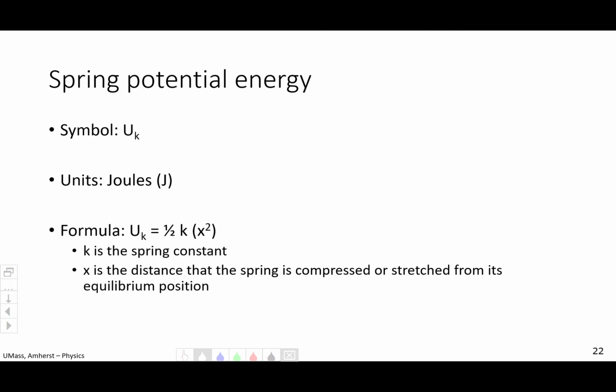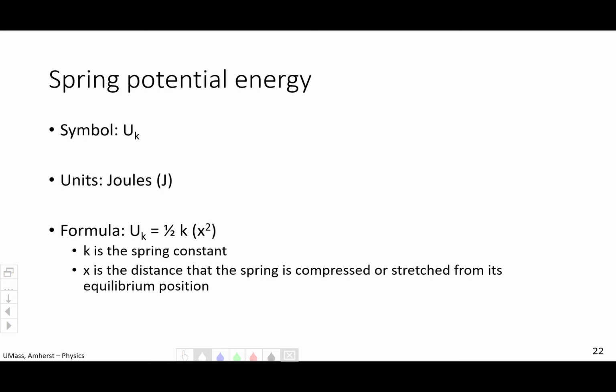All right, what are we going to do with this information? Good question. Well, we are going to use this new information to calculate something called spring potential energy. Yes, we can calculate the amount of potential energy that is stored in a spring using a formula. The symbol for spring potential energy is U subscript K, K for spring constant. Think about it like that. The units are still joules. It's still a form of energy.